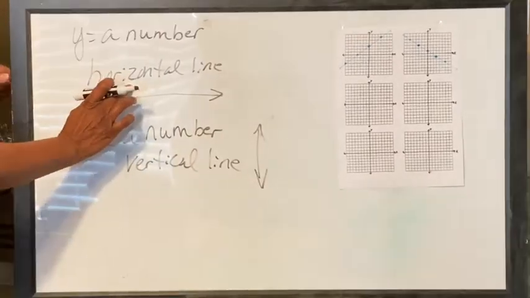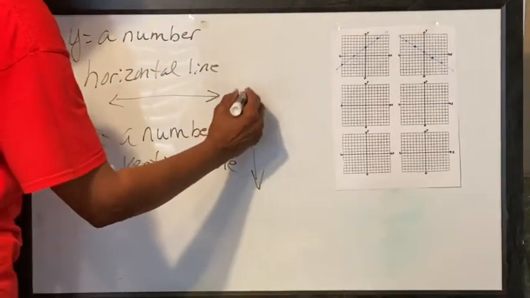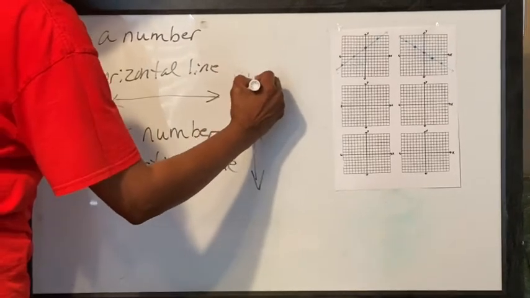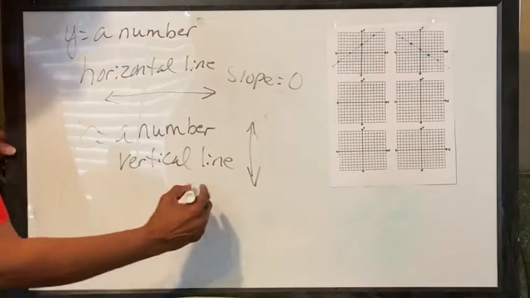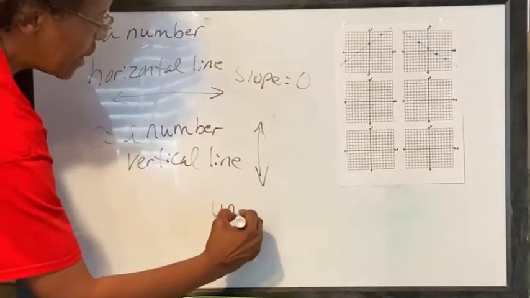Well, the slope of a horizontal line is 0. A horizontal line has slope 0. The slope of a vertical line is undefined.